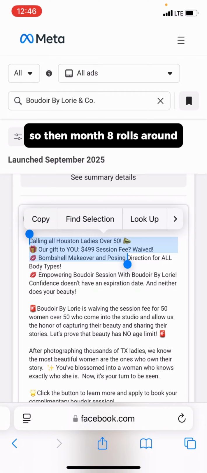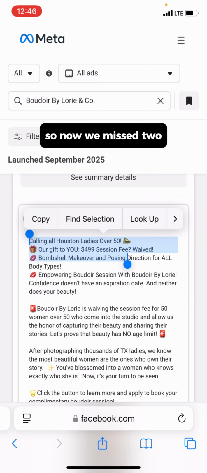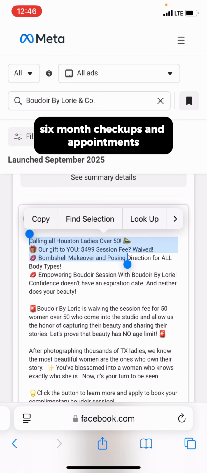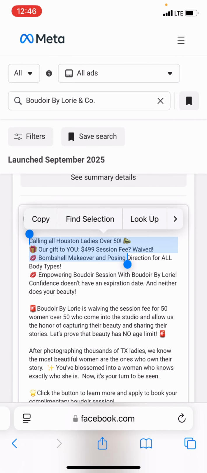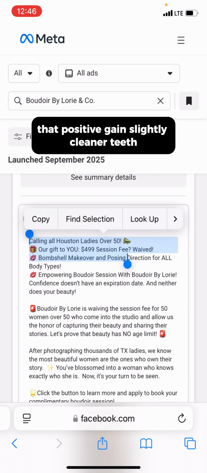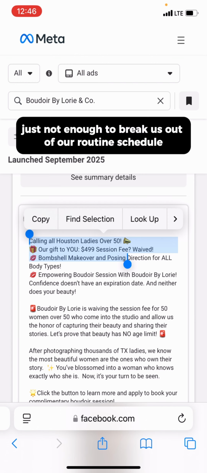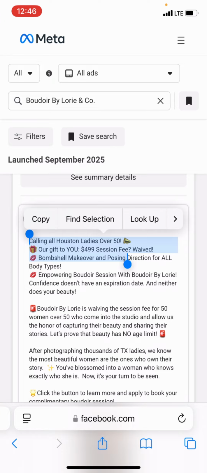So then month 8 rolls around, text us again, we ignore them. Month 10, text us again, we ignore them. Month 12, text us again, we ignore them. So now we've missed 2 6-month checkups and appointments. And for the same reason, just that potential gain, that positive gain, slightly cleaner teeth, peace of mind knowing we have no cavities, it's just not enough to break us out of our routine, schedule, habit. It's just not.